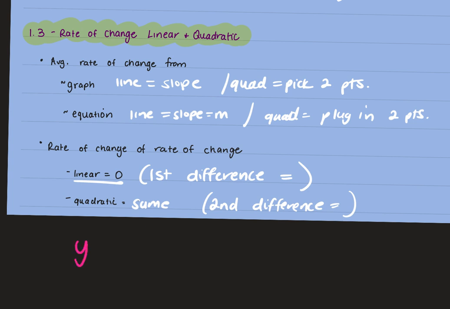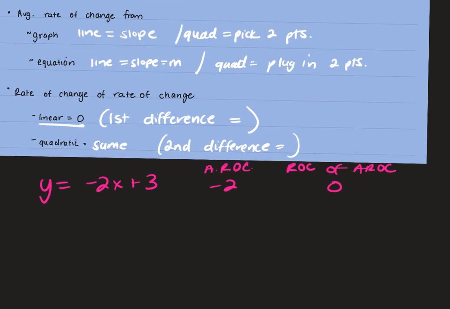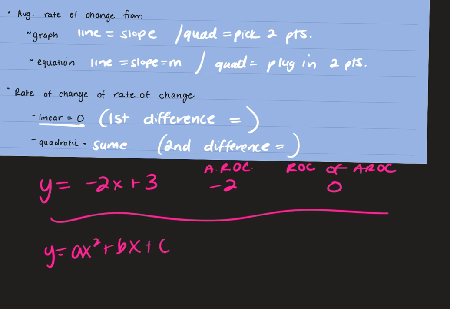So like if I had y equals negative 2x plus 3, my average rate of change is my slope, right? So this would be negative 2. And then the rate of change of the average rate of change of a linear would be 0 because they would all be negative 2. So negative 2 minus a negative 2, negative 2 minus a negative 2, it's all going to give you 0. But if it's a quadratic, whatever this is, your average rate of change is going to be a value that you'll have to plug in. And then the rate of change of the average rate of change will all be the same, but it will still be a value. It won't be 0, but those would all be the same.